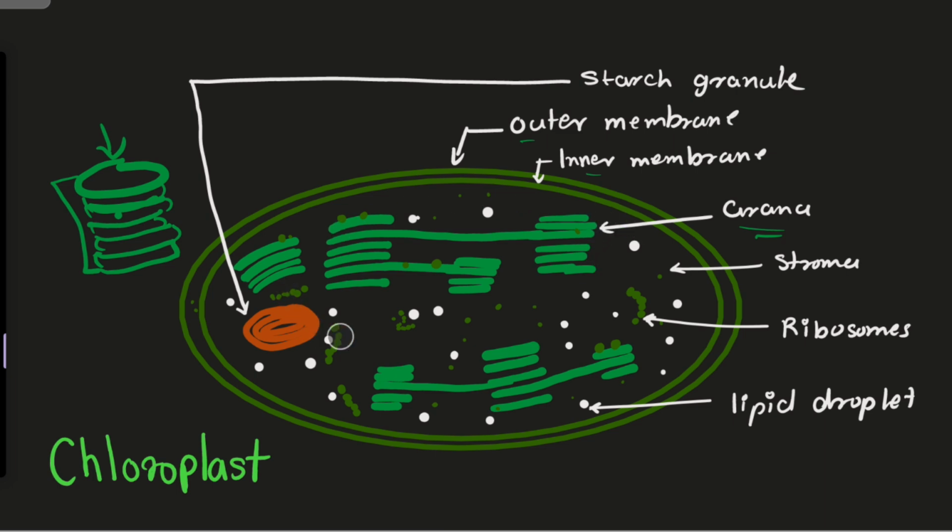Then we have the stroma, the outer inner space, then small ribosomes and lipid droplets, and starch granule.